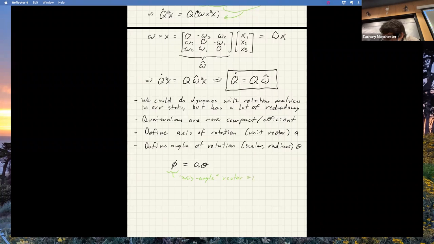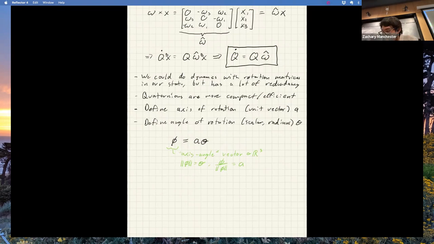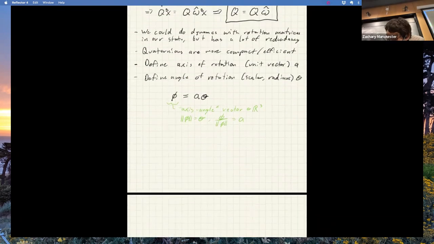And so this is a 3D vector. And it's defined such that the norm of this thing equals theta. And if I were to do this, the normalized axis here, we would get A back. Okay, so one way to think about this is if I have a constant omega for a very short time, this is basically like the integral of omega in some sense, right? We said you can't really do that, but actually within some approximations, it's kind of true. So that's a reasonable way to think about it.